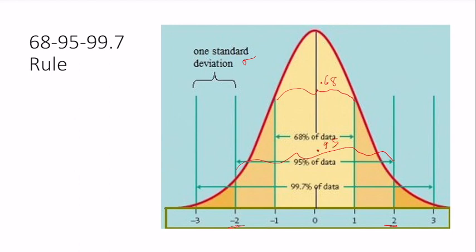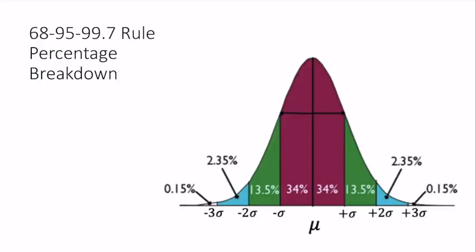Lastly, this rule tells us that within the third standard deviations, we have 99.7% of the data. Okay, so the area under this part of the curve is 0.997. We can convert these decimals to percentages pretty easily. I also found this graphic online to give you a breakdown of what percentage of data is within each section of the standard deviation.